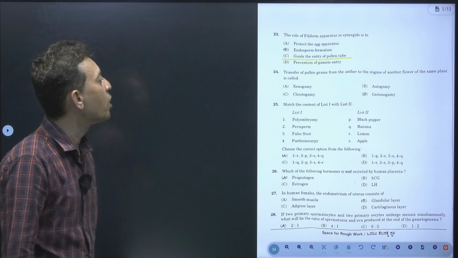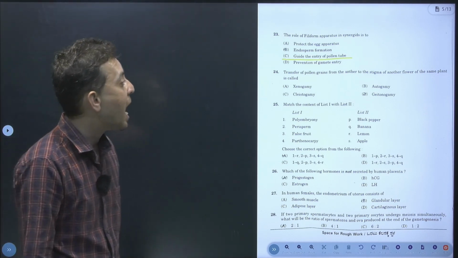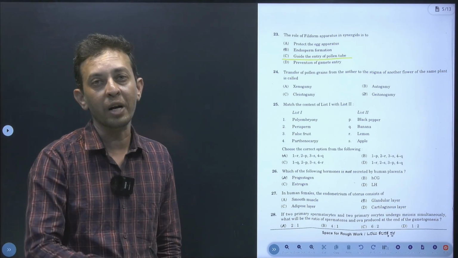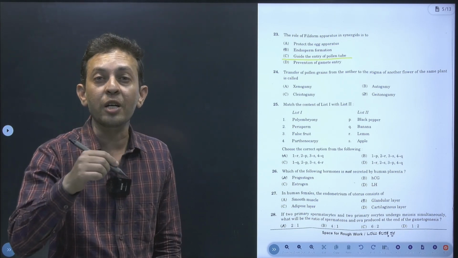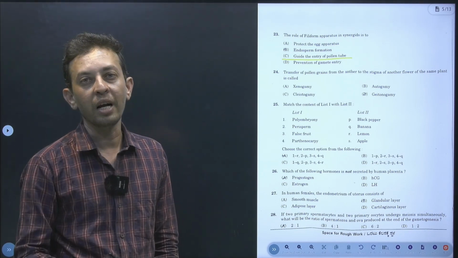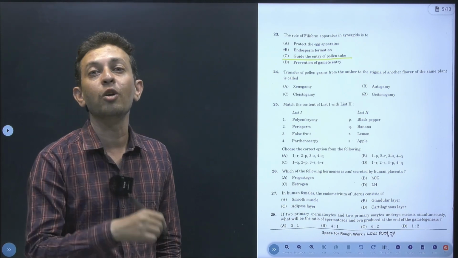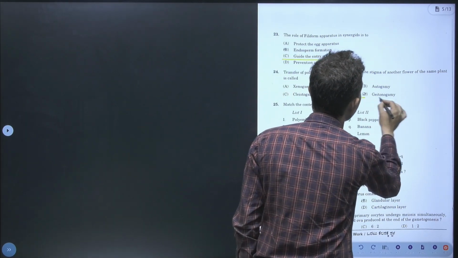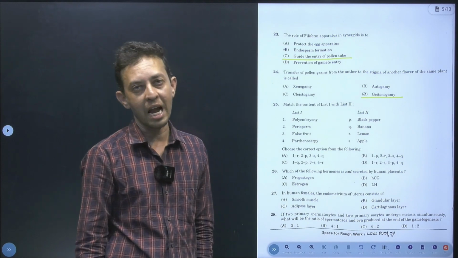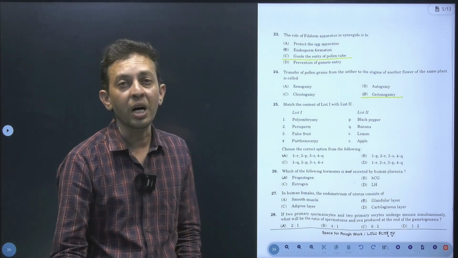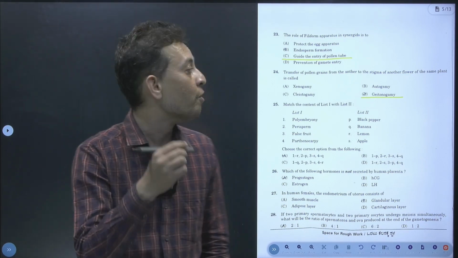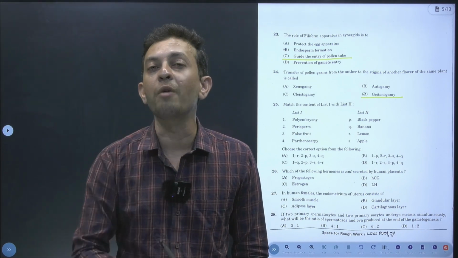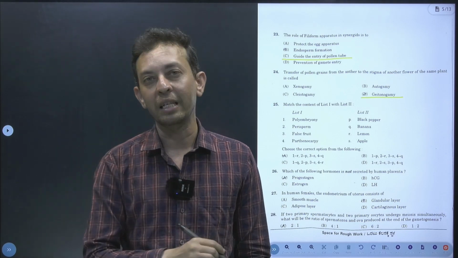The next question is also from sexual reproduction of flowering plants, second year topic. Transfer of pollen grains from the anther to the stigma of another flower of the same plant, students. Both the flowers are present on the same plant, right? Then that kind of pollination we will call geitonogamy. So geitonogamy is nothing but transfer of pollen grains from anther to the stigma of another flower, but both the flowers are present on the same plant.